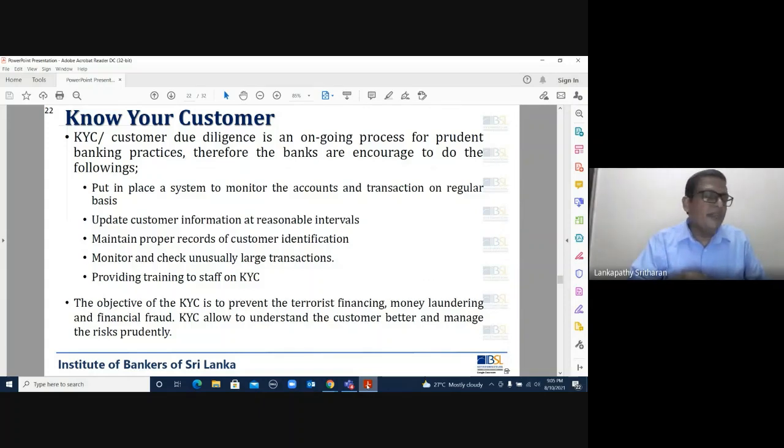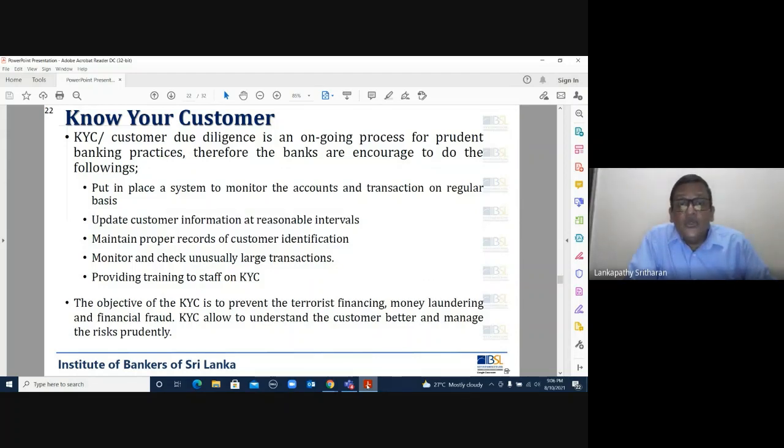Normally what happens is, if it was 10 years ago when we opened a bank savings account, at that time they got the KYC. After that, it may not get updated. In that case, it's risky. So they have to update at reasonable intervals and maintain proper records of customer identification, billing proof and all, and even, in some cases, the photos of the customers.